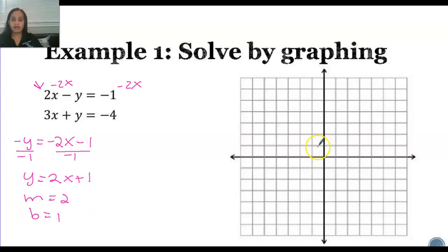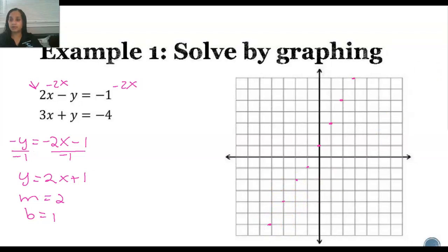So let's go ahead and graph. Rise over run means go up 2, right 1. And I like to go to both edges of the graph because remember what we're looking for. We're looking for the point where these two lines will intersect each other. So with that being said, I'm going to try to give myself as many points as possible so that I can find it.